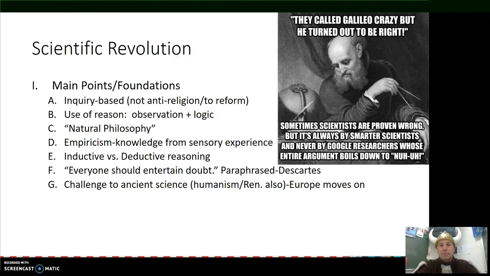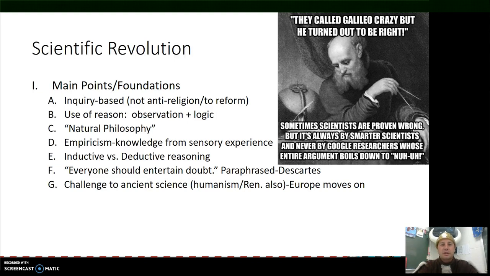Descartes also says, and I'm paraphrasing here, everyone should entertain doubt. The idea that you should not go in having a specific answer at the ready. You're not trying to prove a specific answer. You're, if anything, trying to doubt a previously held assumption and seeing how your experiments, seeing how your logic takes you through that process. This time period is really a challenge to the ancient sciences.